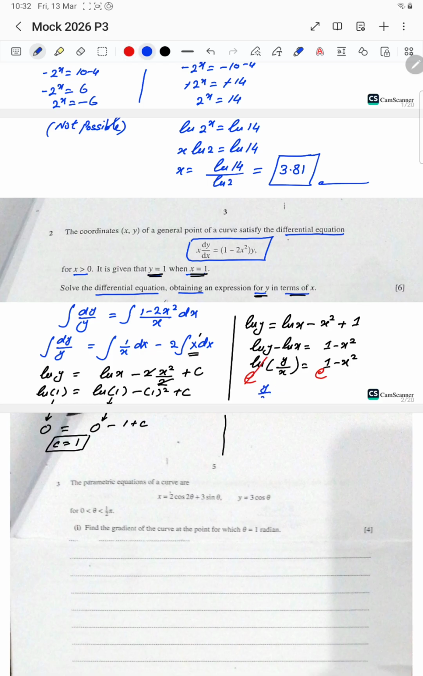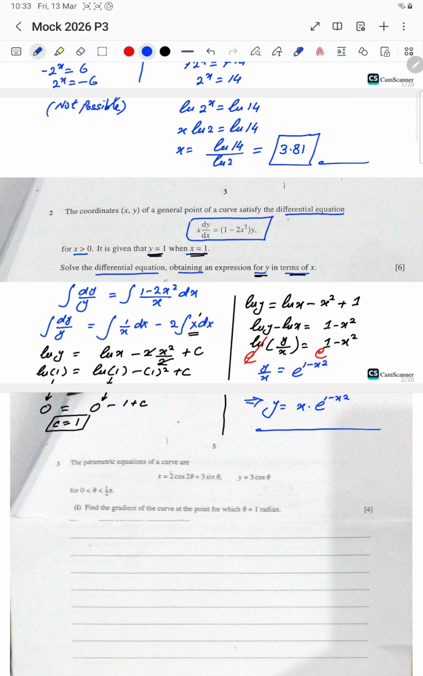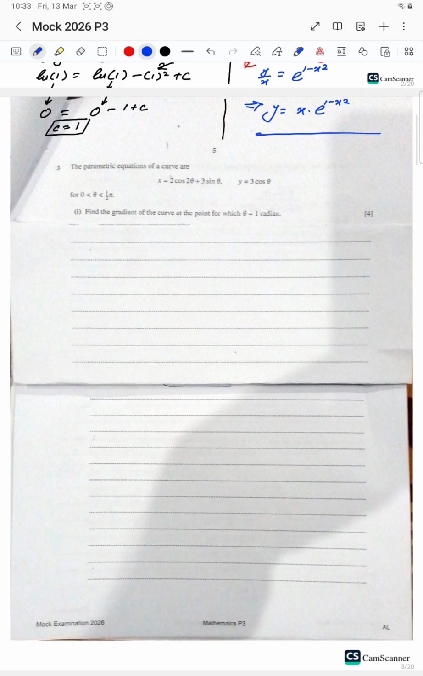So y by x is equal to e raised to power 1 minus x square. So finally y is equal to x times e raised to power 1 minus x square. That is the final expression, y in terms of x. I hope it is clear. Another simple question of 6 marks. Now let's go with the next.